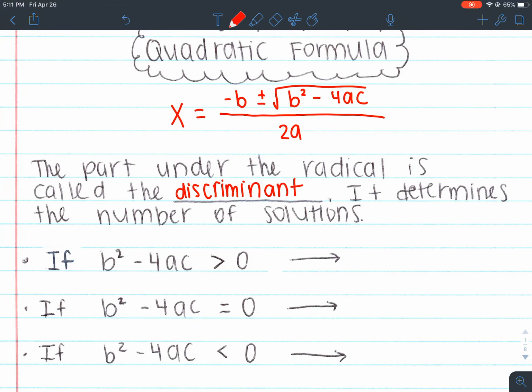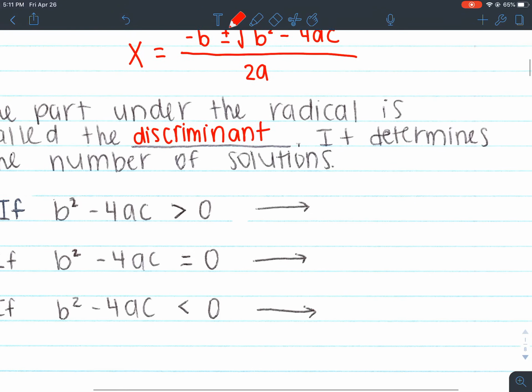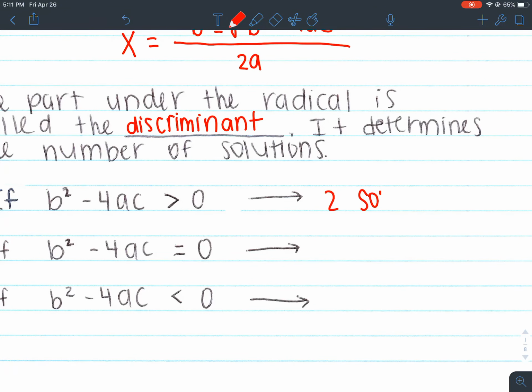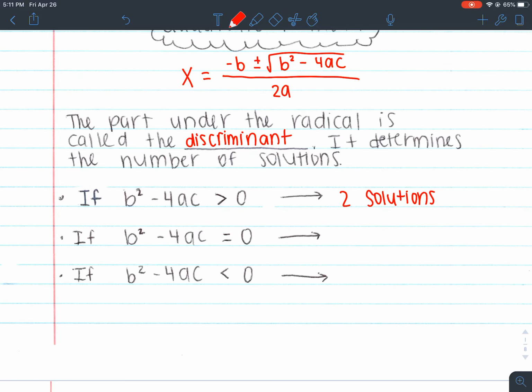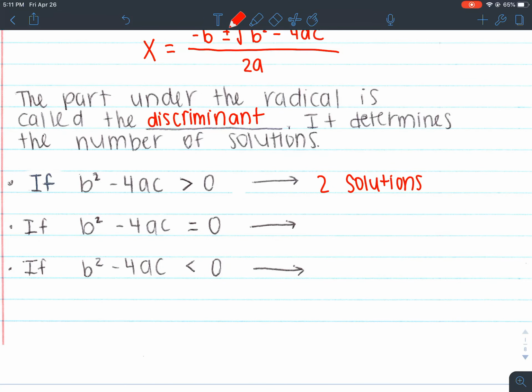So if my discriminant, my b squared minus 4ac, is greater than 0, if it's bigger than 0, so it's a positive number, I have 2 solutions. That means it's going to cross my x-axis 2 times. Okay? The second one, if my discriminant, my b squared minus 4ac, is equal to 0, I'm going to have 1 solution, which means it crosses my x-axis 1 time.